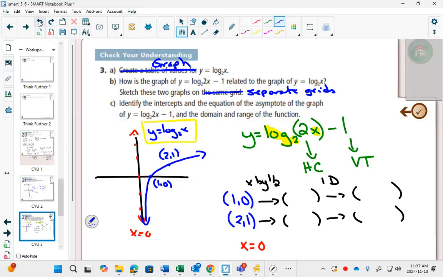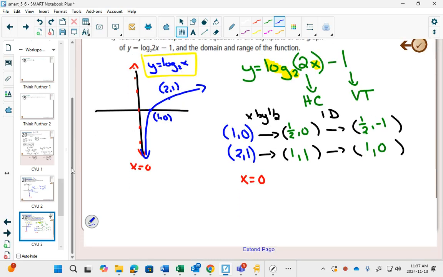So if I multiply x by half, I'm going to get 1 half, 0, and 1, 1. Then if I go 1 down, I'm going to have 1 half, negative 1, and 1, 0. My asymptote is at x equals 0. Does it make sense that all the multiplying is not going to change it because it's at 0? The only thing that's going to change your asymptote is if you move it left or right. This time we're moving it down, so our asymptote stays at x equals 0.